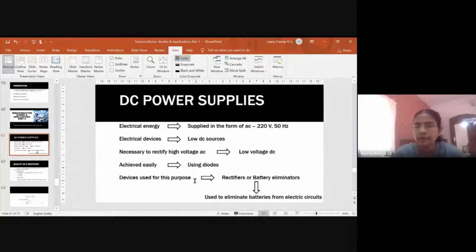Another name of rectifiers is battery eliminator. We know that using a particular battery, we get low DC. So instead of this battery, now we can use this rectifier circuits. So we can replace this battery with this rectifier circuits. So they are known as battery eliminators.